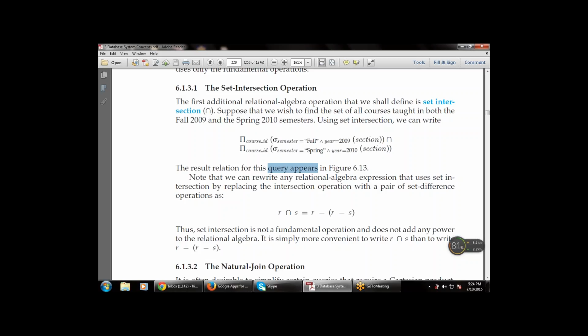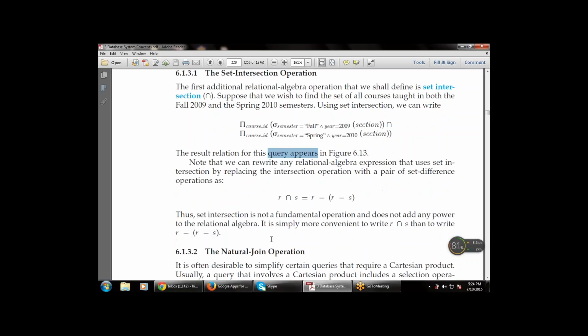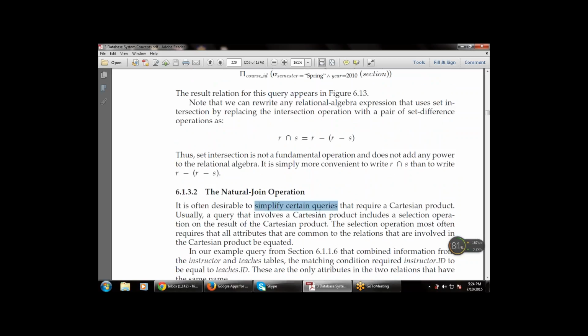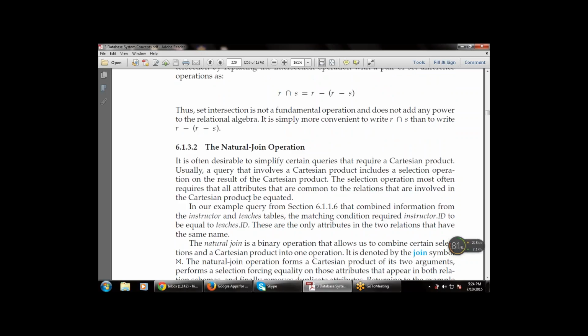Next, the additional operation is the natural join operation. One was the set intersection operation, an additional operation available in relational algebra queries. Next is the natural join. It is often desirable to simplify certain queries that require a Cartesian product. Usually a query that involves a Cartesian product includes a selection operation on the result of the Cartesian product.